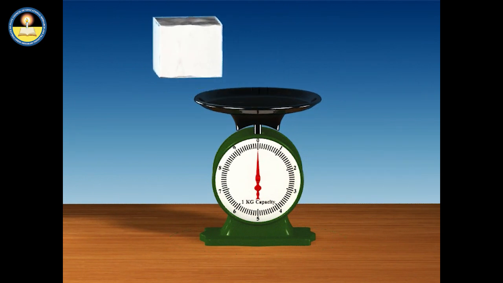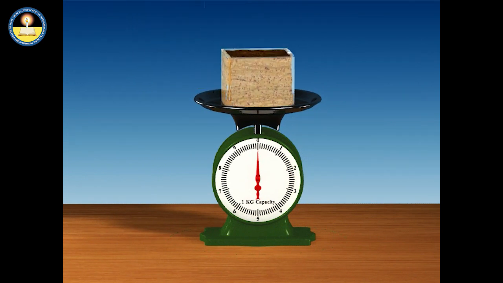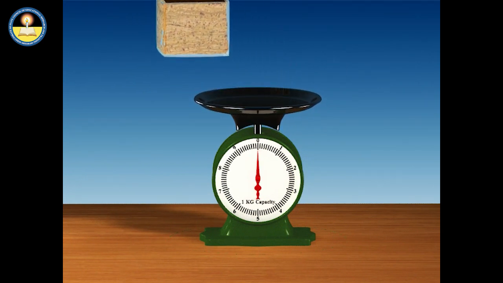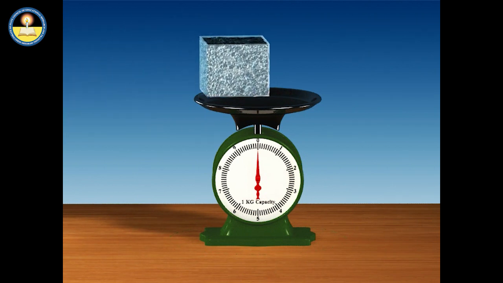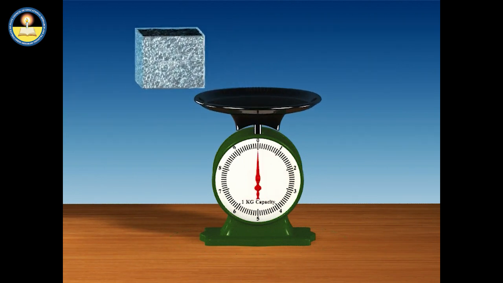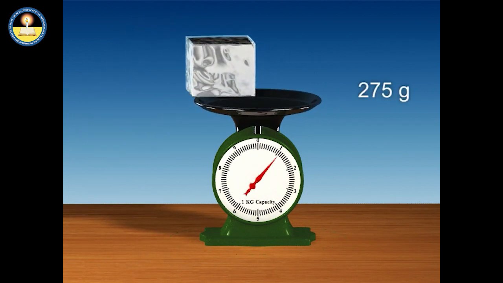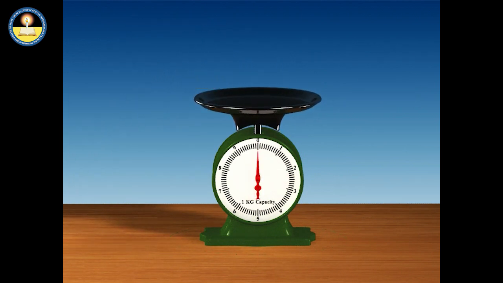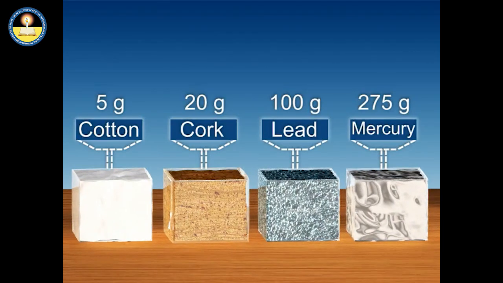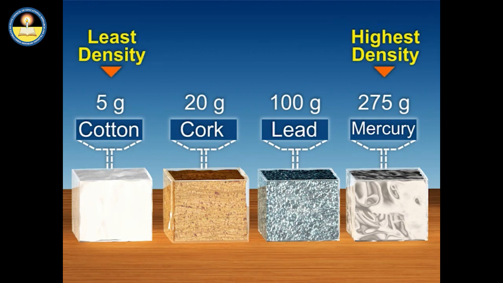5 grams, 20 grams, 100 grams and 275 grams respectively. It is because they have different densities. In this example, cotton has the least and mercury the highest density.